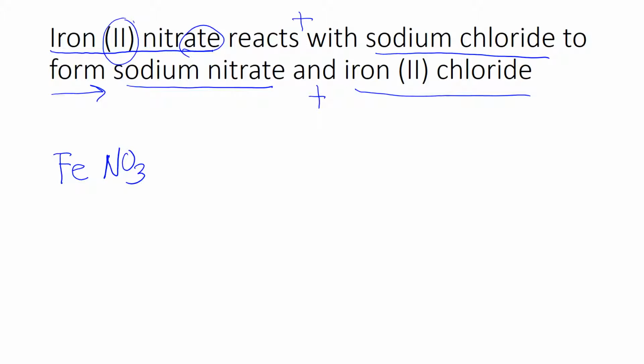So in order to make this a neutral compound, I'm going to need to drop and swap. So this 2 comes down outside of nitrate, and I need to put parentheses or else it looks like I have 32 oxygens, and that's just silly. And I'm not actually going to write the 1 on iron because 1 is assumed. Reacts with is a plus.